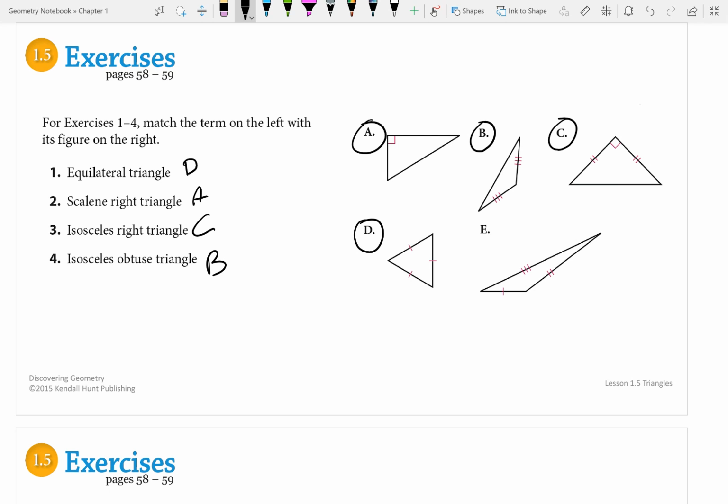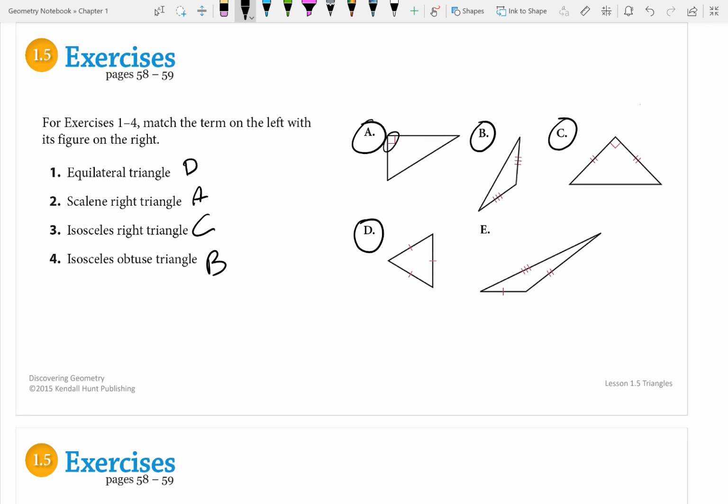D, A, C, B. So equilateral triangle, all congruent sides. Notice how it's marked here. A scalene right triangle, none of the sides are marked. Can we assume that the sides are congruent because they look congruent? No, because there are no markings. We'll assume none of them are the same length. And it is clearly marked as a right triangle, so that would be scalene right triangle.